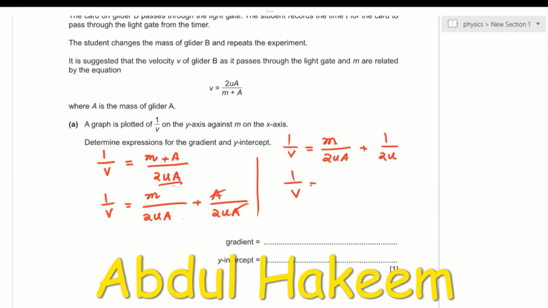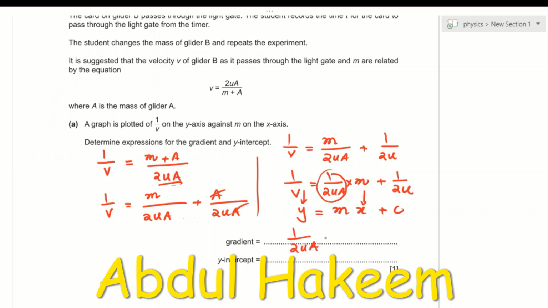Now the equation is 1/v = m/(2ua) + 1/(2u), which can be written as 1/v = (1/(2ua)) × m + 1/(2u) when compared with the linear equation y = mx + c. So m is required on the x-axis, 1/v on the y-axis. So 1/(2ua) is the gradient, and this term 1/(2u) is the y-intercept.